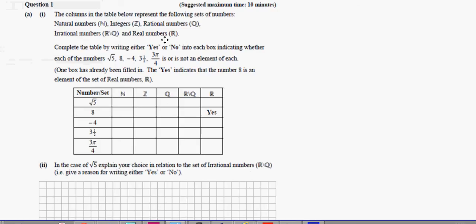Okay, this is a 2013 Project Schools paper, Junior Cert, higher. So what we get first is the column in the table below represents the following set of numbers: natural numbers, integers, rational numbers, irrational numbers, and real numbers. Complete the table writing yes or no into each box indicated when the number is √5, 8, -4, 3.5, 3 pi over 4, is or is not an element of each box.